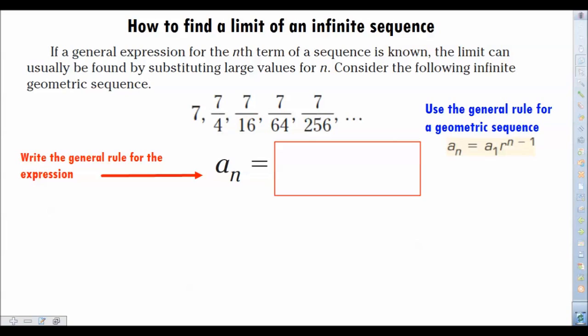To find r, if we take the second term, 7/4, and divide it by the first term, 7, we end up at 1/4. You can also notice this if you just go from term to term. The 7 kind of stays put, and we're just multiplying by 1/4 each time. So there we have our general rule, 7 times 1/4 raised to the n minus 1 power.